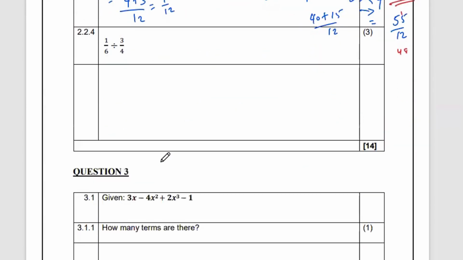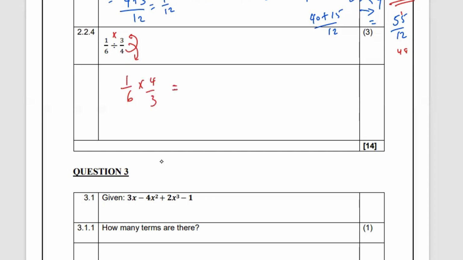Then 2.2.4. We cannot divide fractions. So the trick is that we always change this to multiplication, and then we switch the position of the fraction that immediately comes after the division sign. So that's going to be 1 over 6 times 4 over 3.